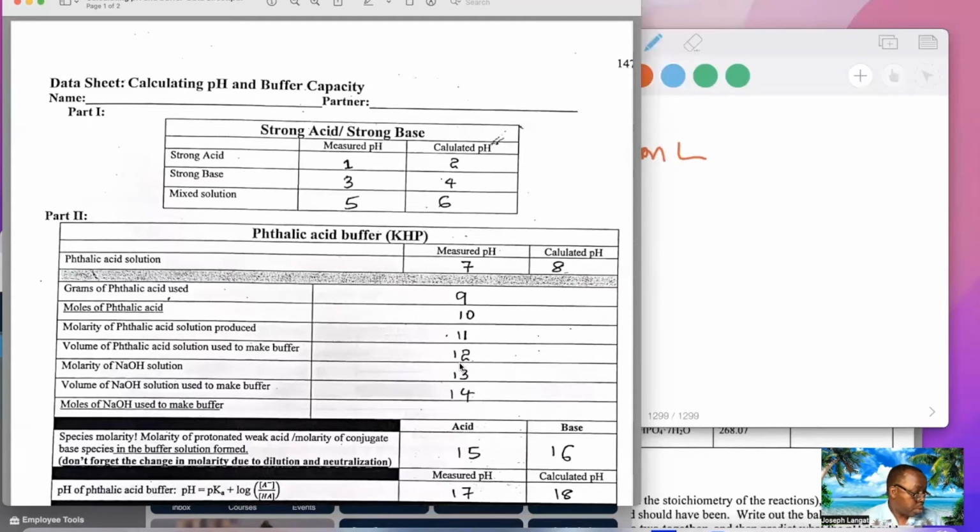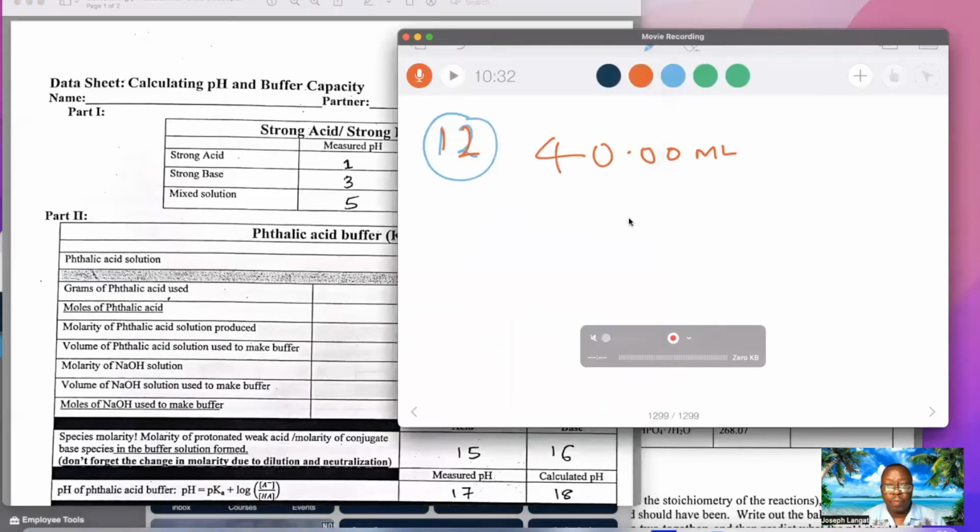Because you will convert the volume to molarity. So here, the volume used for phthalic acid, you use 40.00 ml. Volume of phthalic acid, molarity of phthalic acid. So how much did we dissolve in 40 ml? That is the volume of acid.